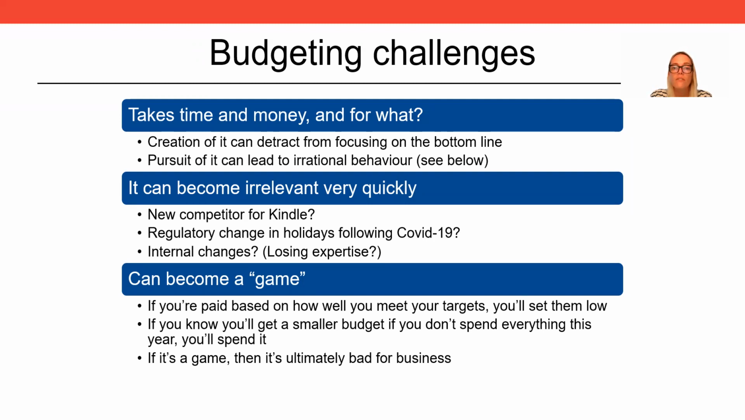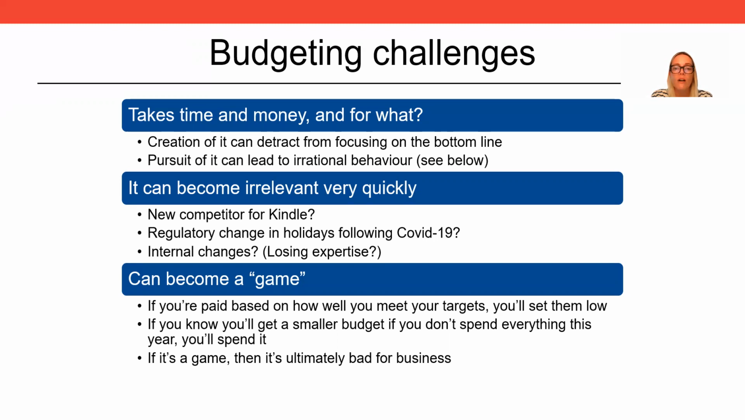Budgets can also become irrelevant very quickly. So for example, if there was a new competitor for a Kindle, then you might totally change the way that you as Amazon hold the budget for the Kindle. Or if there's a regulatory change in holidays following COVID, then you've got to seriously change your budget as a travel company about how much you expect to make and what costs you're likely to incur. Or internal changes, if you lose expertise, then you might have a chunk in your budget for marketing spend, but if you haven't got someone who does marketing because the marketing person's left, then how are you going to spend that money?